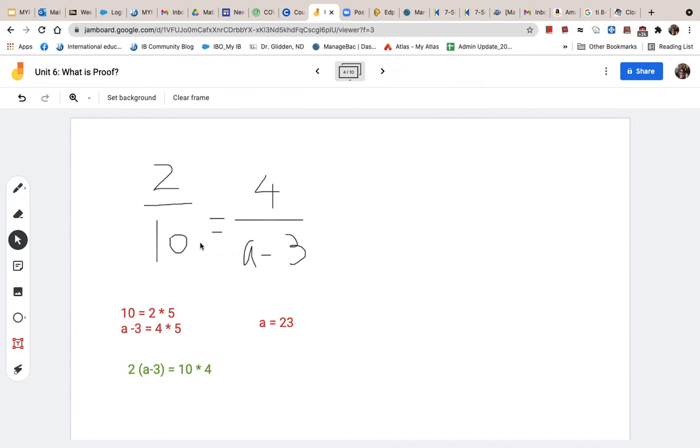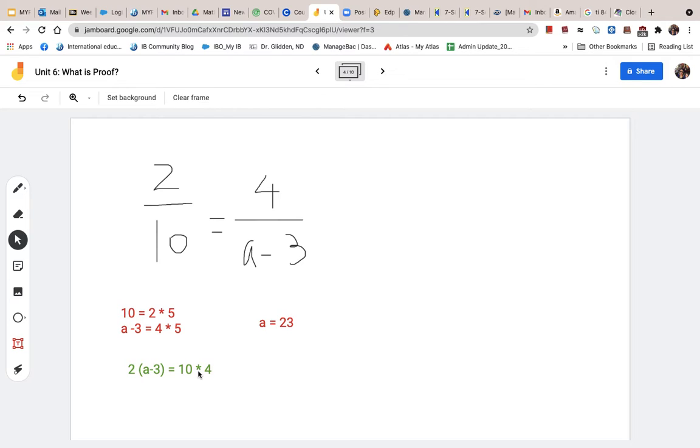So as you can see, here is an equal sign. On the right-hand side, you will see that a minus 3 would be equal to 4 multiplied by 5 as well. Okay? All right, so that's one way to think about the question. The other way to think about the question is cross multiplication. So as you can see, 2 multiplied by a minus 3 will be equal to 4 multiplied by 10, as stated in the green part.